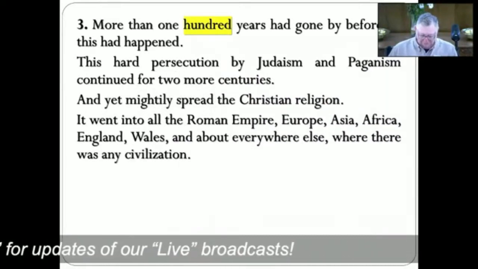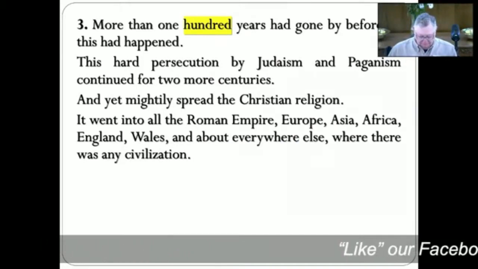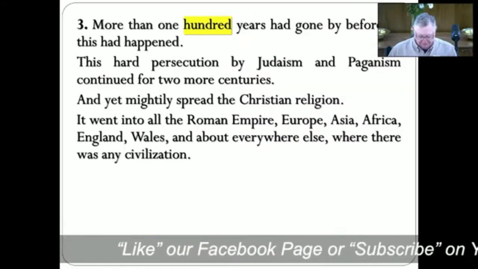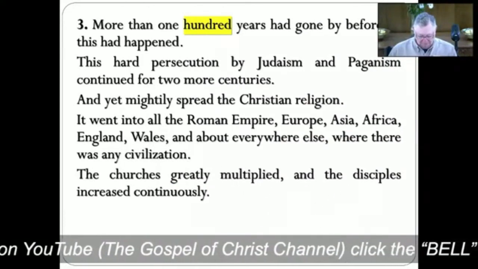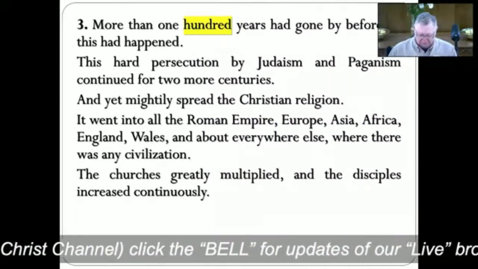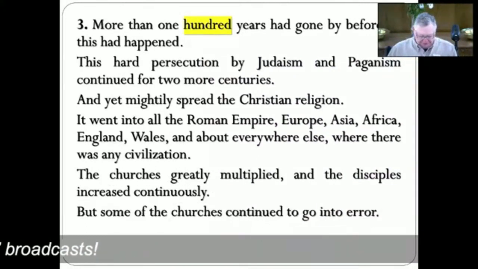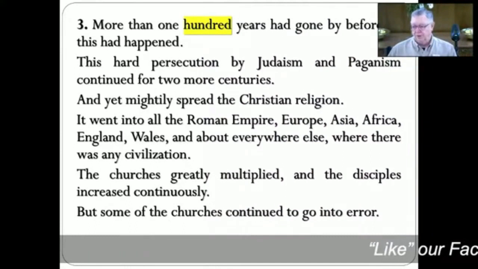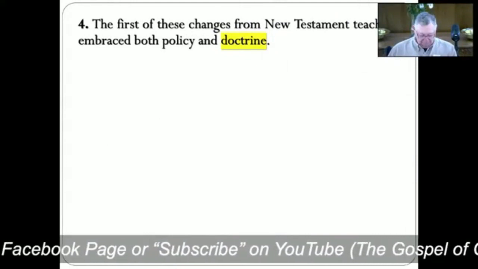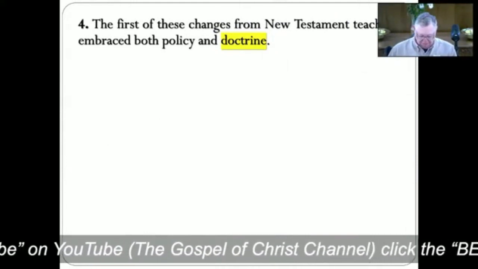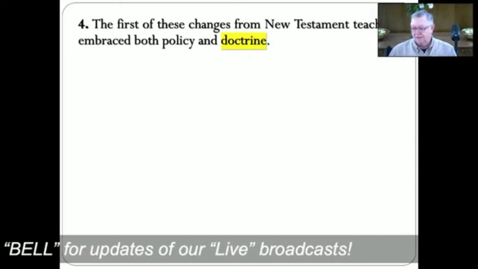It went into all the Roman Empire, Europe, Asia, Africa, England, Wales, and about everywhere else where there was any civilization. The churches greatly multiplied, and the disciples increased continuously. But some of the churches continued to go into error. The first of these changes from New Testament teachings embraced both policy and doctrine.